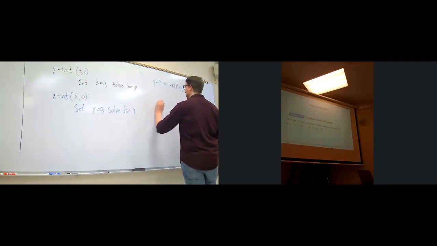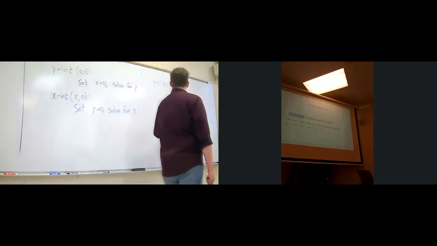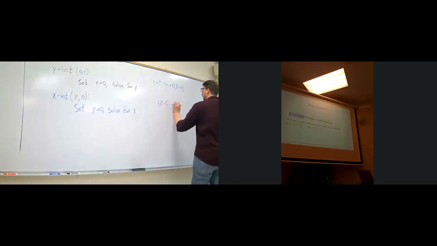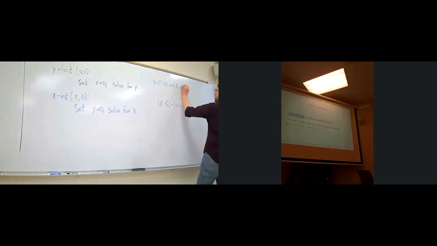That's of the form A squared minus B squared. And from algebra, we should recognize that this is going to be equal to A plus B times A minus B, right? So if that's the case, then we can factor this out further as X times the quantity X minus 2 times the quantity X plus 2.